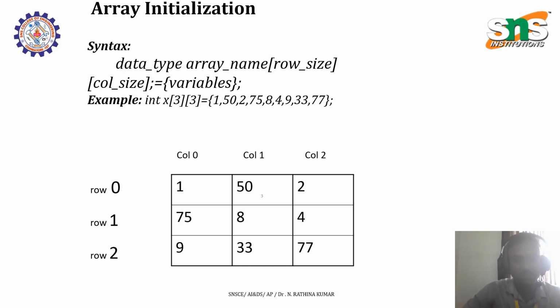How can it be stored? Very simple logic. What is the length of the column? 3. So the first 3 values are assigned to the first row, for example 1, 5 and 2. The next 3 values, 75, 8 and 4, are assigned to the next row. Finally, the last 3 values, 9, 33 and 77, are assigned to the last row. With the help of the diagram below, we can easily understand how values are stored in an array. Very simple one.